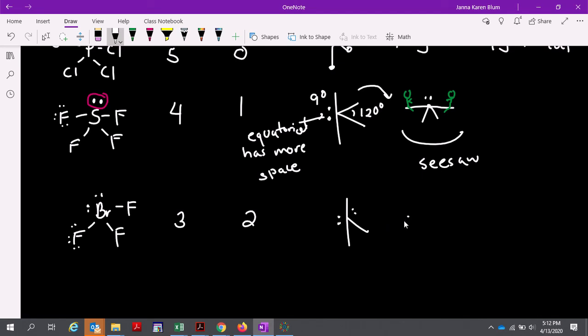If I turn this on its side, they call this distorted T. It's distorted because this bond angle is slightly compressed around 89 degrees because of the 2 lone pairs sitting around the middle.